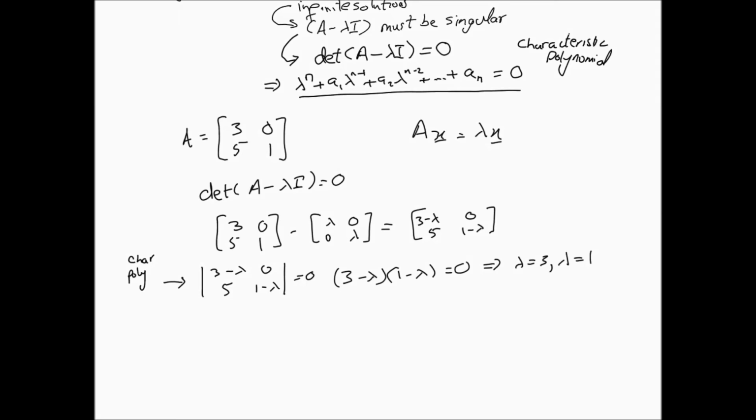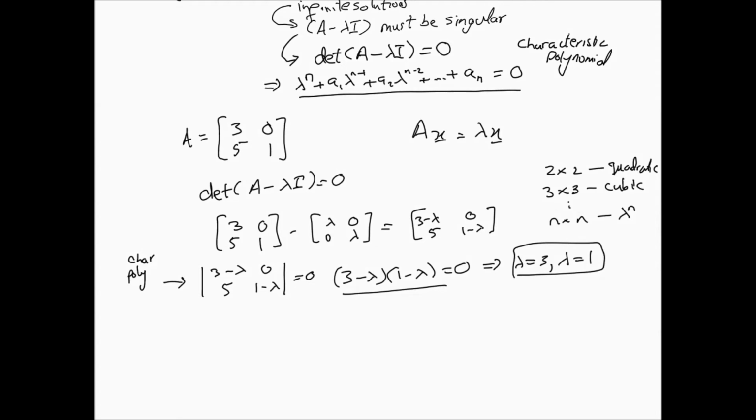Now you will note that what we're getting is a quadratic here. So for a 2 by 2 matrix, the characteristic polynomial is a quadratic. For a 3 by 3, we expect a cubic, and so on. For an n by n matrix, we expect an nth order polynomial in lambda.